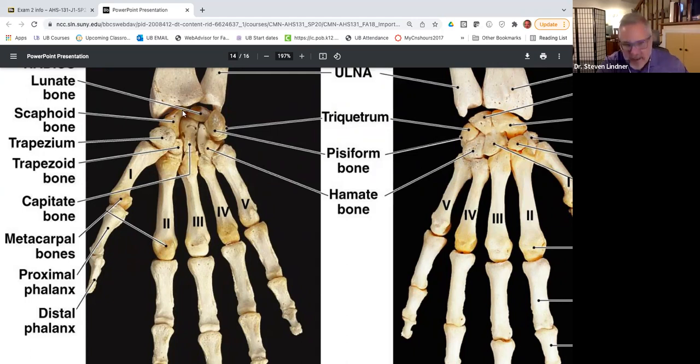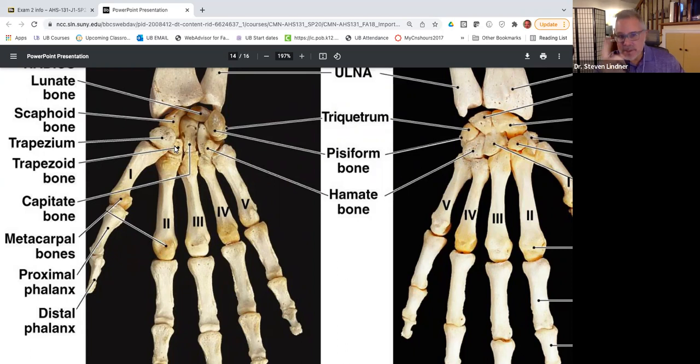So those are the 8 carpal bones. And again, you would study them by knowing the 4 in the proximal row and then the 4 in the distal row. You start them from lateral to medial, and then again, distal row, lateral to medial.